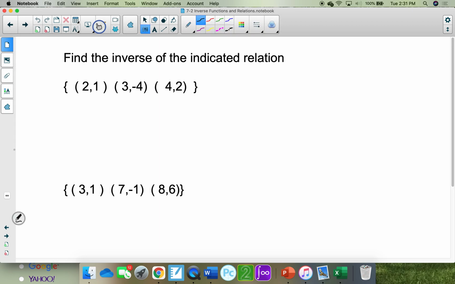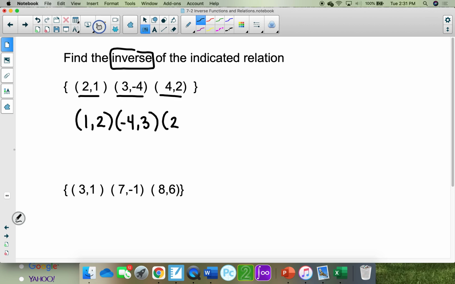The first part is if you get a set of ordered pairs like this, they want you to find the inverse. All you're doing is switching the x's and the y's. See what I'm doing here? I'm just switching them, and that's all you're doing on the first part of the assignment. This was x and this was y. Now this is x and this is y. So all I did was interchange the x's and the y's.